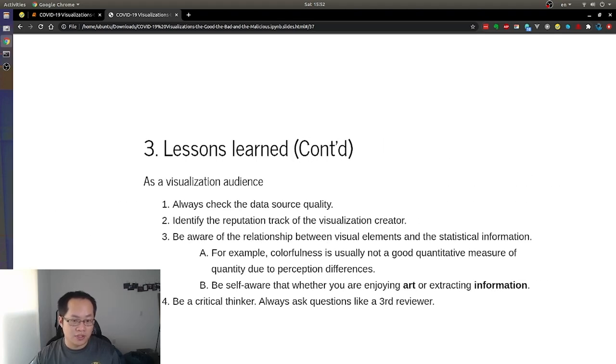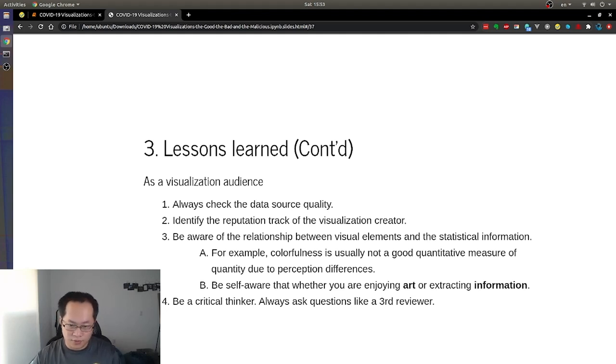And as a visualization audience, when you just see someone else's visualization, first, always go check the data source quality. If the data source is provided, check it. If it's not, go ask for it. You should identify the reputation track of the visualization creator. You should be aware of the relationship between visual elements and the statistical information. This is essentially the other side of the lessons for the creator.